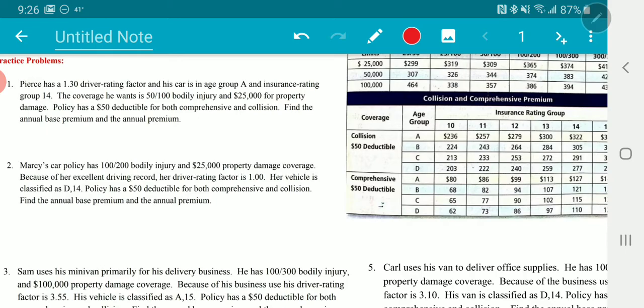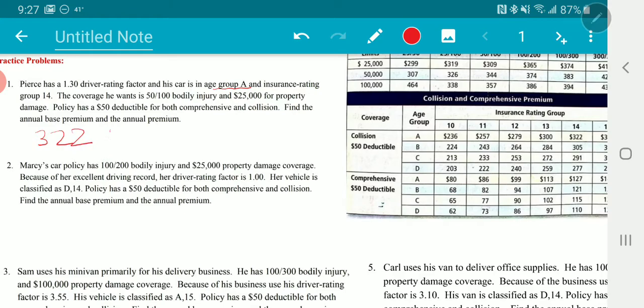So I always like to start with the insurance rating group. So I've got group A, and that's group A14. So in this chart, I would find A, and then I would find 14, which is this column. So looks like he's got $322 for the collision deductible and $127 for the comprehensive deductible.